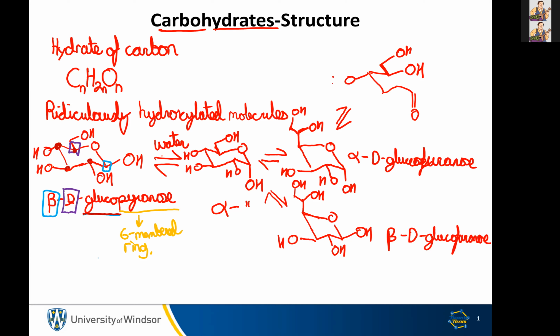I'm going to draw it like a semi-pure nose here. And this is the open chain. And we would just call this glucose, D-glucose, because it's still D, we haven't changed any of the stereochemistry, but we don't know if it's alpha or beta because it's an open chain, because the ring's not closed.